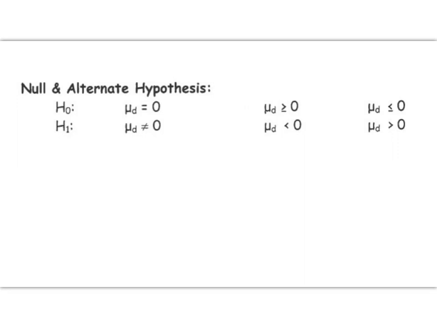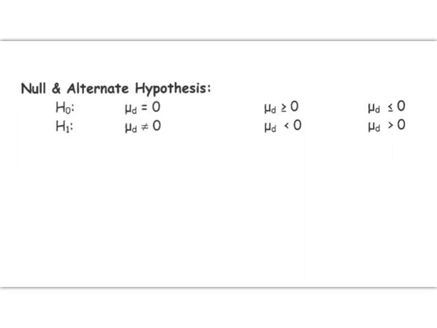Setting up a null and alternative hypothesis is a little bit different for a paired t-test. We're going to set up our null hypothesis. It always has to have the equals sign in it, or some form of an equality statement in it. And this is the difference between the means is equal to 0, or we could say that the difference between the two means is greater than 0, or the difference between the two means is less than 0.